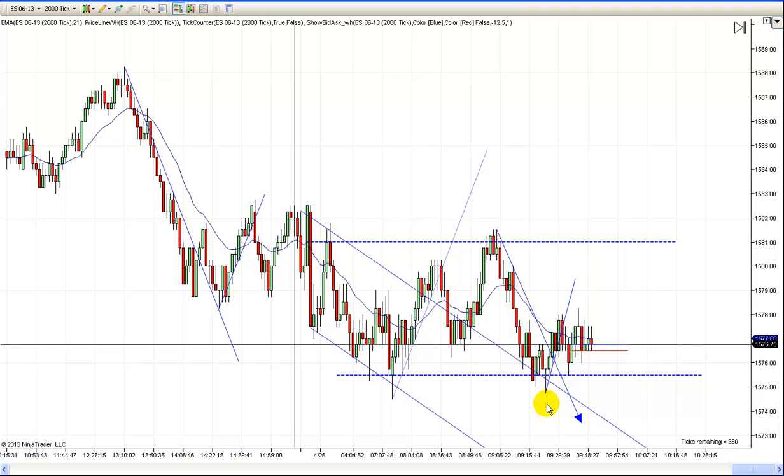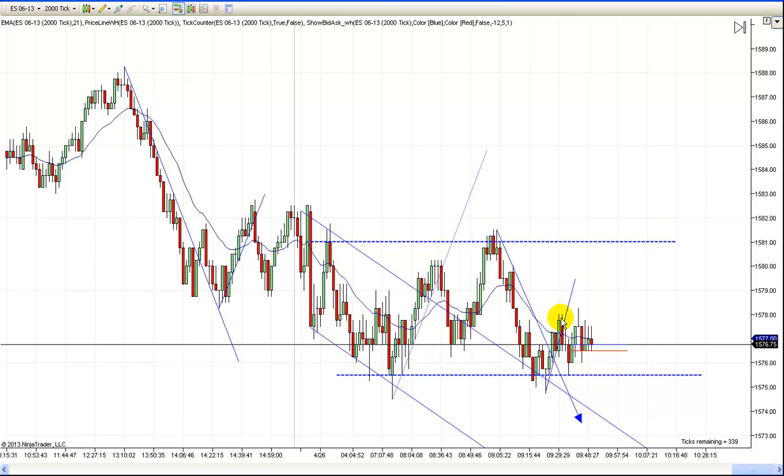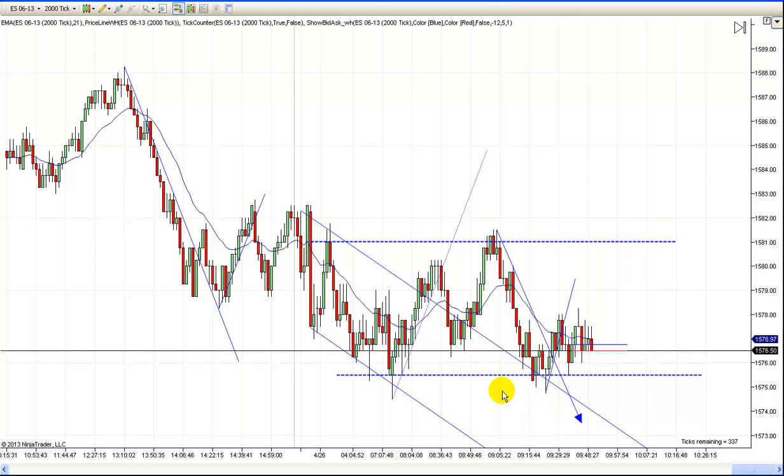And I like to keep mine 2 ticks below it, because a lot of times they'll get that. See, if you'd had a 1 tick stop right there, if you got long right there, you got stopped out. But if you kept it at 2, guess what? You would have still got your scalp, because it only went 1 tick. They love to do that. They take it 1 tick and they trap you.